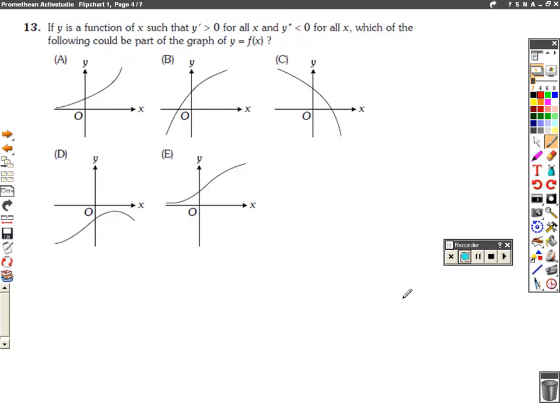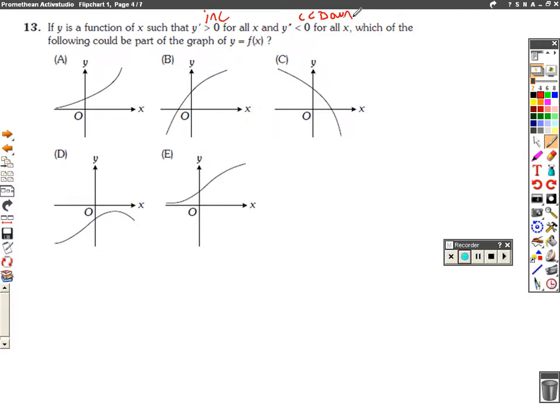All right, guys. Number 13, it's kind of actually a review kind of question. Y is a function on x such that y prime is positive, which means the function is increasing, and y double prime is negative, which means it's concave down. So we want to find something that's increasing and concave down.